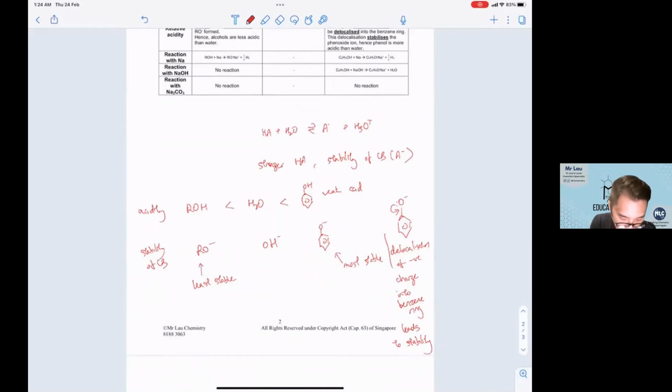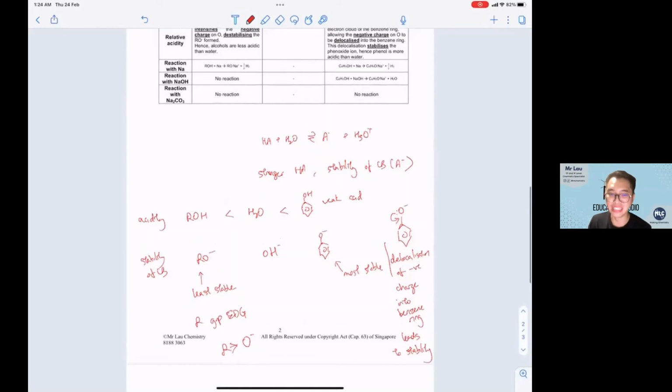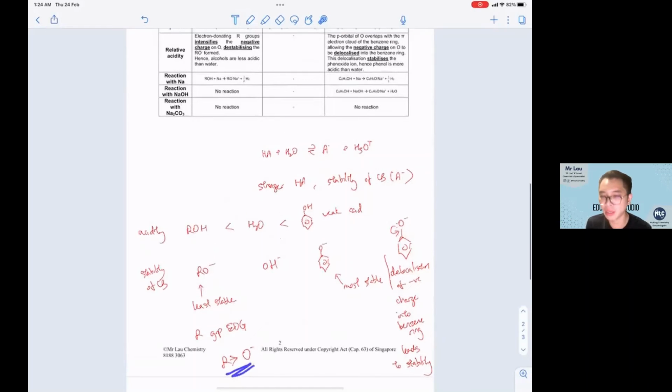Now, to understand why RO minus is the least stable compared to OH minus, let us just examine the difference between these two. One has an R, one has an H. Now, we understand the R groups are electron donating groups. So what happens is your R group is electron donating, so it will donate electrons to your O, which will further intensify this negative charge, which will destabilize it instead. So therefore, this will be the least stable, and hence ROH will be the least acidic.